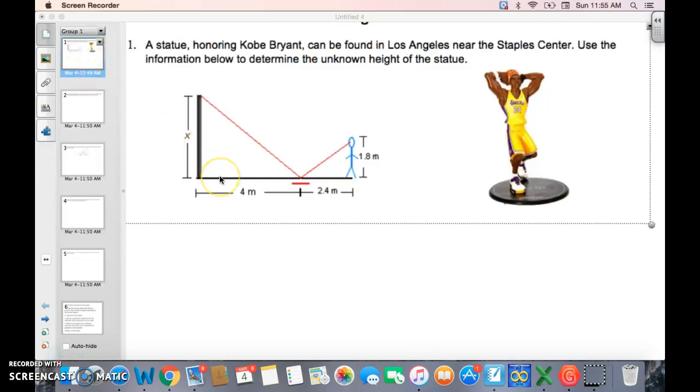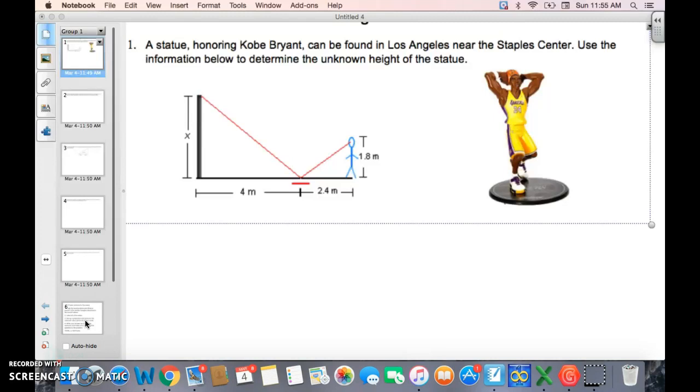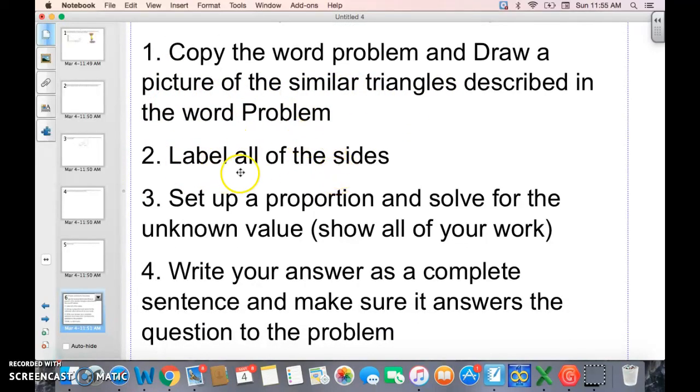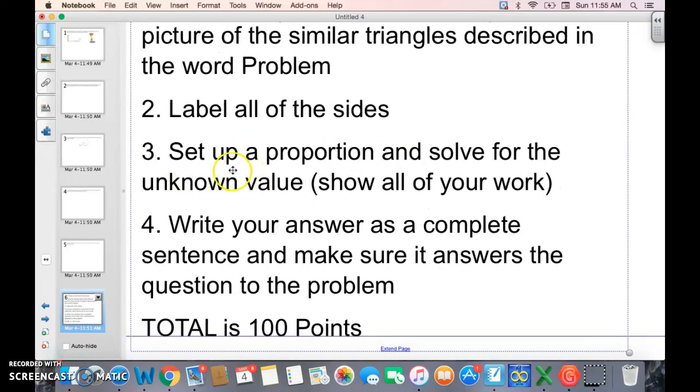I'm at the doctor. All right, so I'm going to model how this is going to look for you. Let me tell you exactly what's going to be required on the poster. You're going to choose one of the problems on the worksheet to make a poster. You have to copy the word problem and draw a picture of the similar triangles described in the word problem. You're going to label all of the sides, and you're going to set up a proportion and solve for the unknown value, showing all of your work, of course.